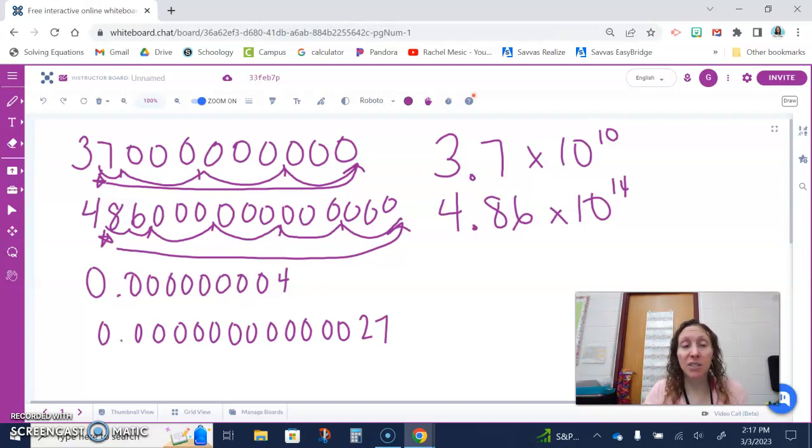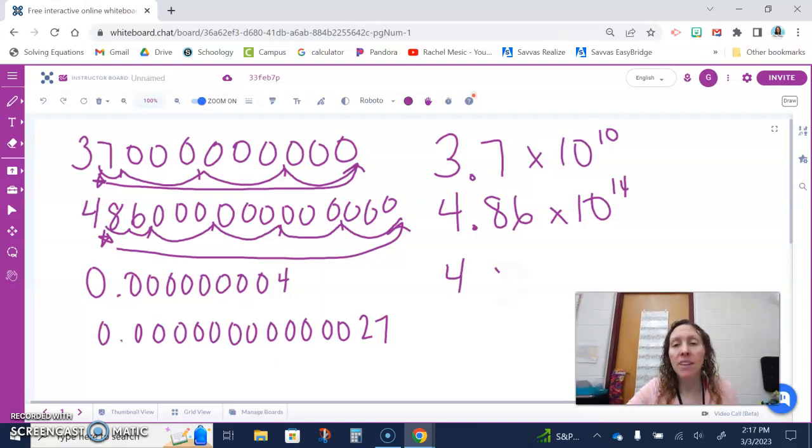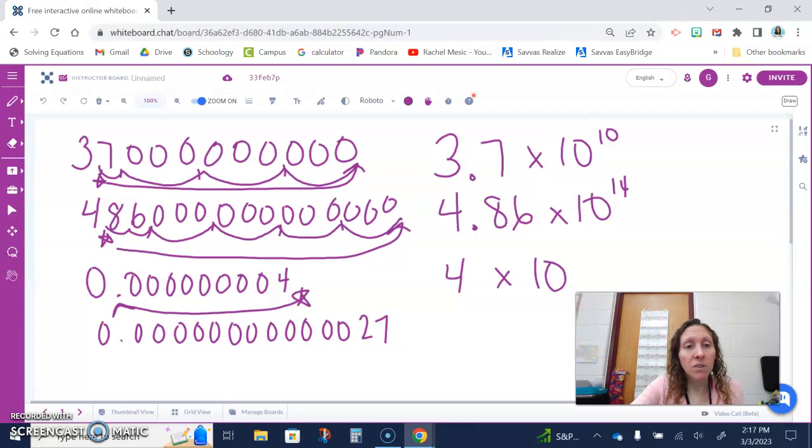All right, next one here. All right, so this one, all I see is a 4. So it's just going to be a 4. I don't need a decimal for that one. Times 10. Now my exponent is telling me how many times I'm going to move the decimal from right here after the 4 all the way over here to where it should be. All right, so this one, 1, 2, 3, 4, 5, 6, 7, 8, 9. I'd have to move it 9 times, and I'd have to move it back to make that super itty bitty number.